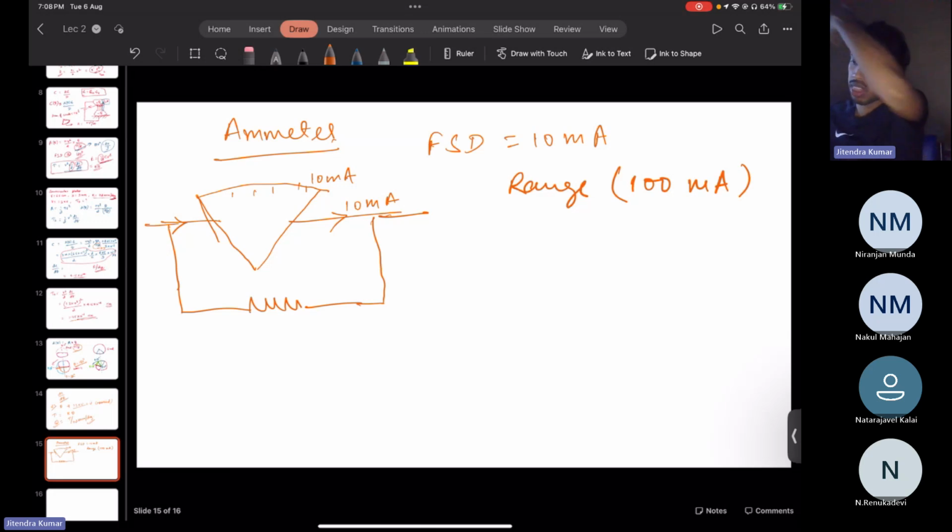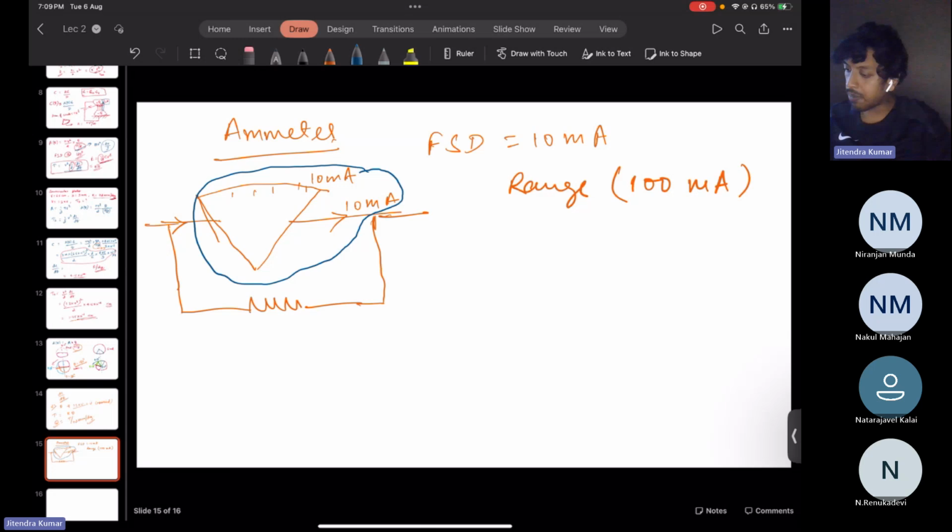So now we want a range of 100 milliampere. We cannot change this ammeter, this much is fixed. But what we can change is this: when 10 milliampere is flowing here, 100 milliampere should flow in total. So for that we are doing all the manipulation. Here, the current through the shunt should be 90 milliampere, isn't it?